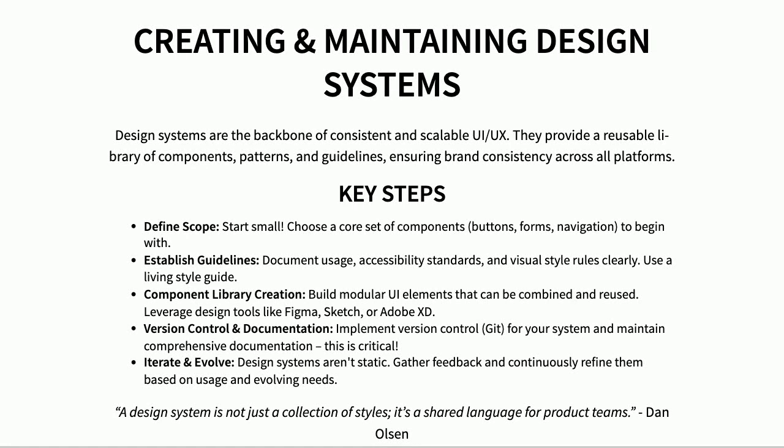Okay, let's talk about building and keeping your design system strong. Think of a design system as a single source of truth for how things look and work across all your products. It's about creating a reusable library of components like buttons, forms, or navigation that's consistent and scalable. We start by defining what we want to include, setting clear guidelines on how those elements should be used, and then building out the actual component library within tools like Figma.